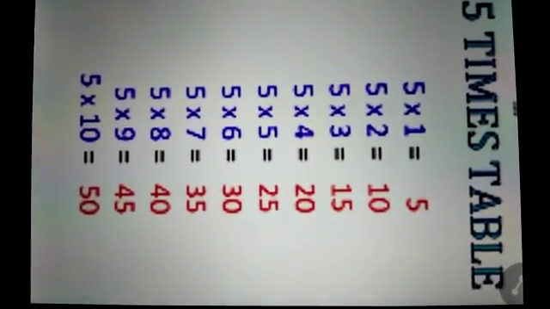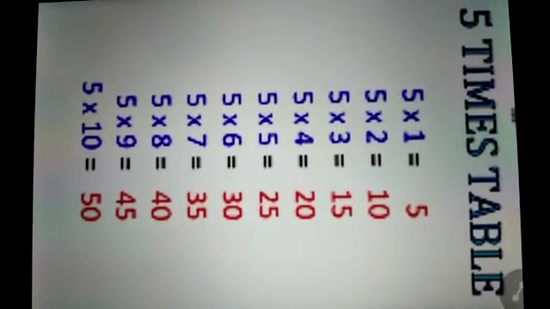Drill these tables at your homes, learn them and write them in your notebooks.